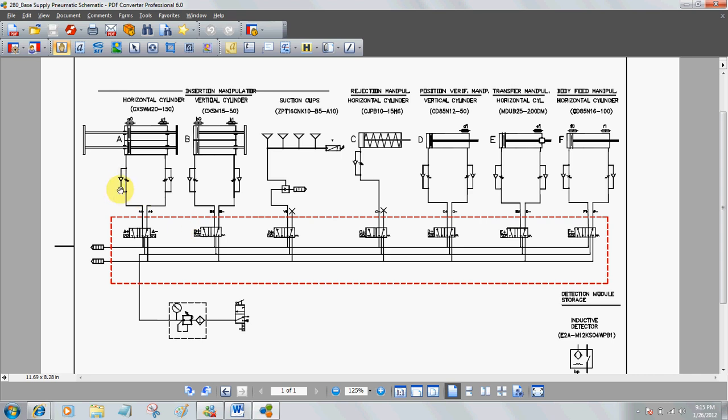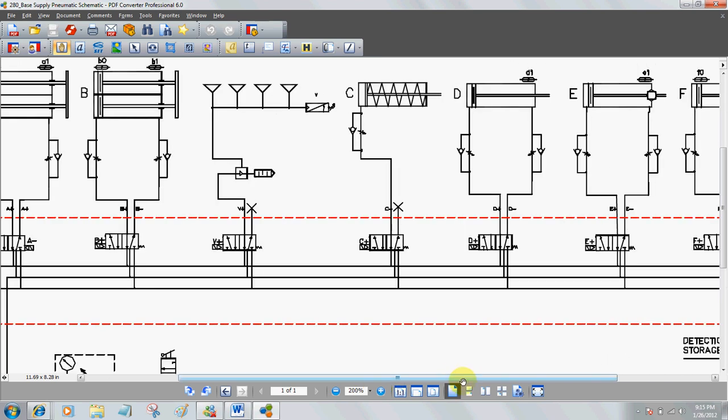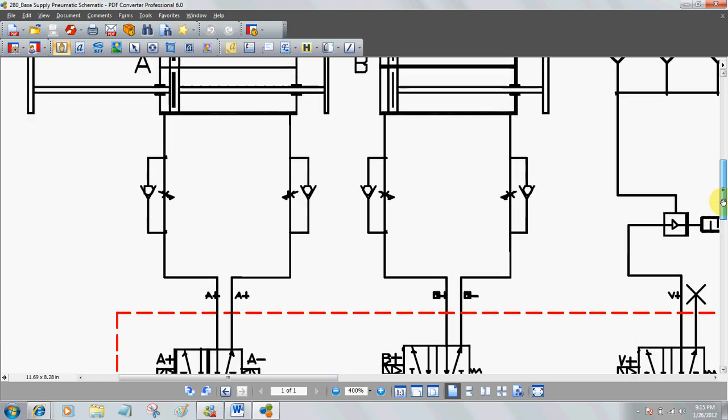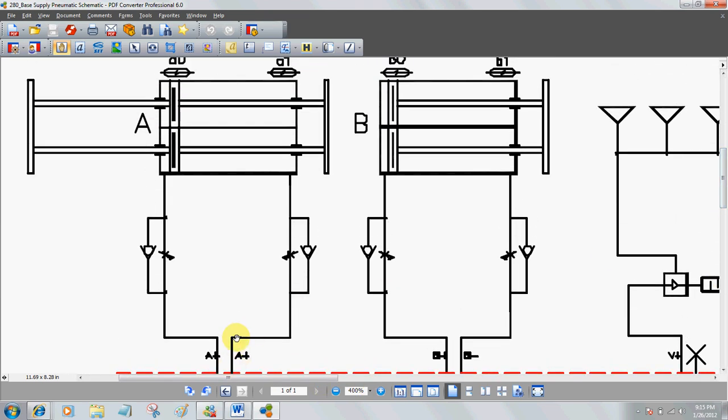Got some other devices here. These are called flow controls, and I'm going to zoom in on those. Okay, the purpose of a flow control is it allows air to enter one way without restriction. So air would enter here, it would go through the flow control, it would then enter the cylinder here, it would drive the cylinder this direction, and when the air tries to exhaust, it would hit this ball against this seat, and then all the air here is going to be restricted or thus metered out. So literally we're controlling how fast this cylinder can go in that direction.